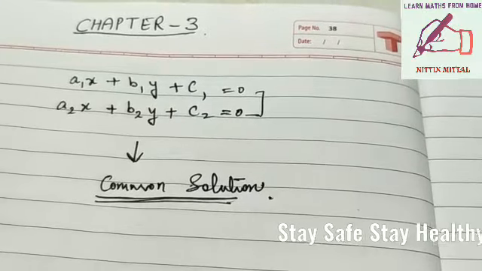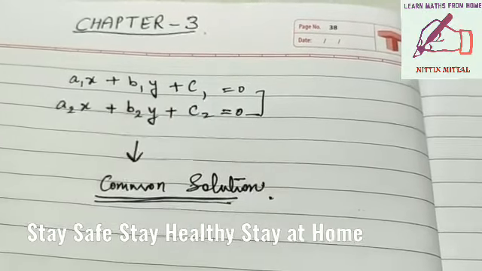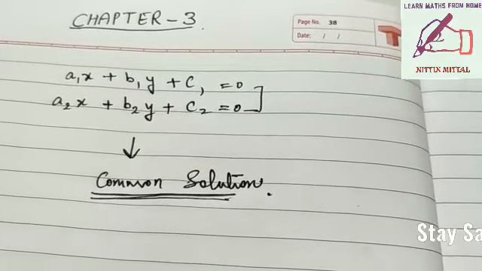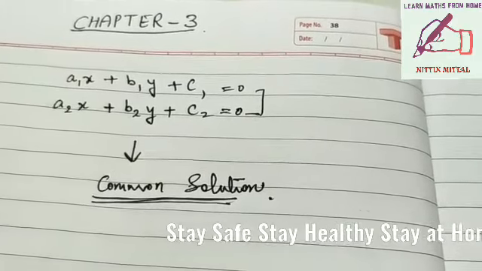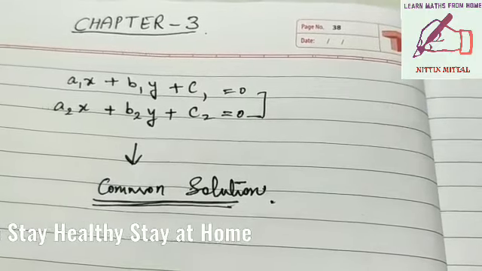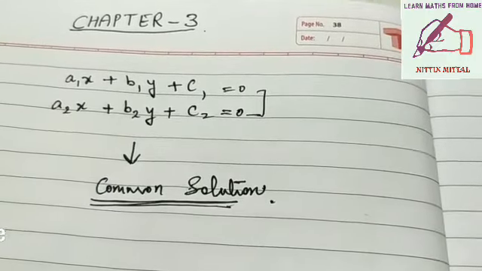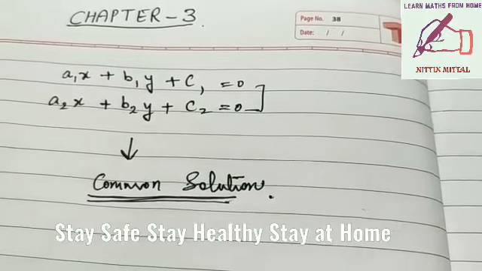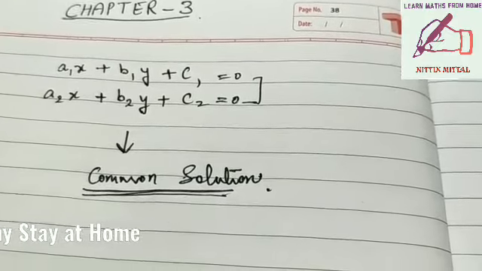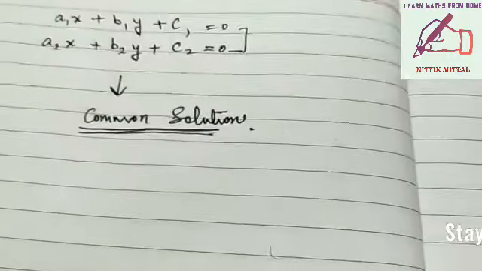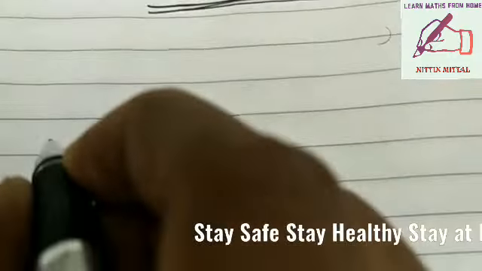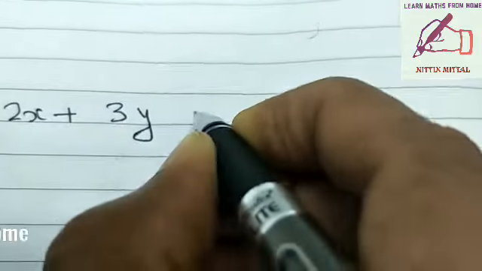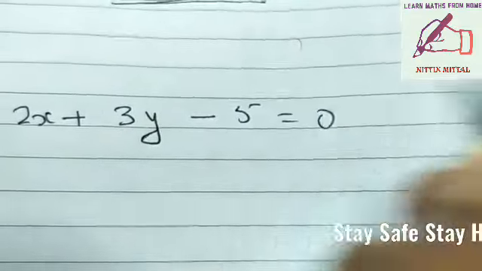I will be discussing with you chapter 3 of class 10, pair of linear equations in two variables. Linear equations in two variables means in the equation we will be having two variables whose power will be 1, for example, 2x plus 3y minus 5 equal to 0.